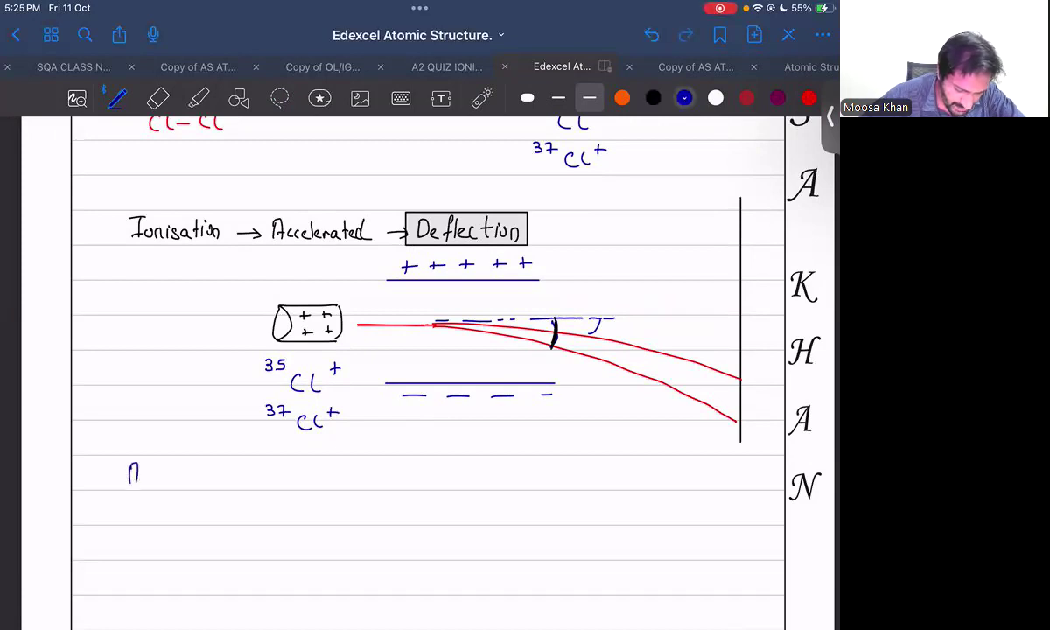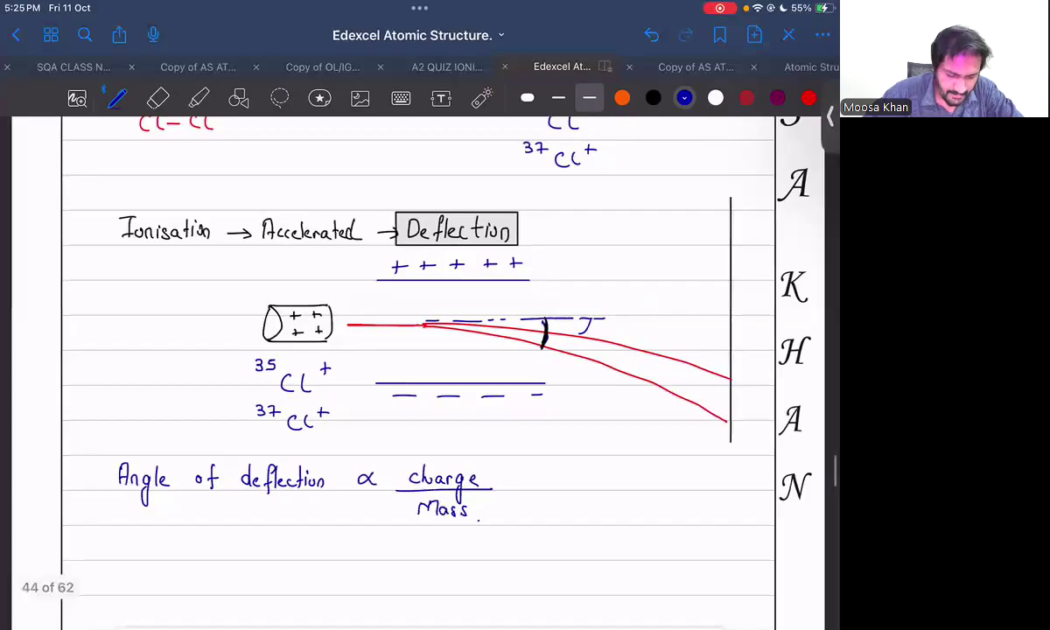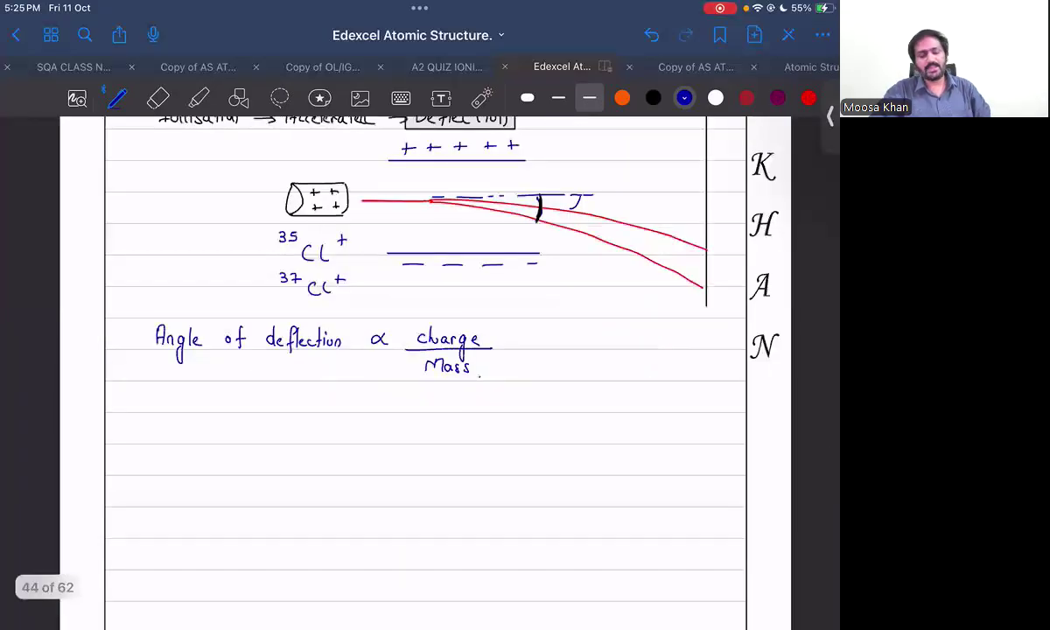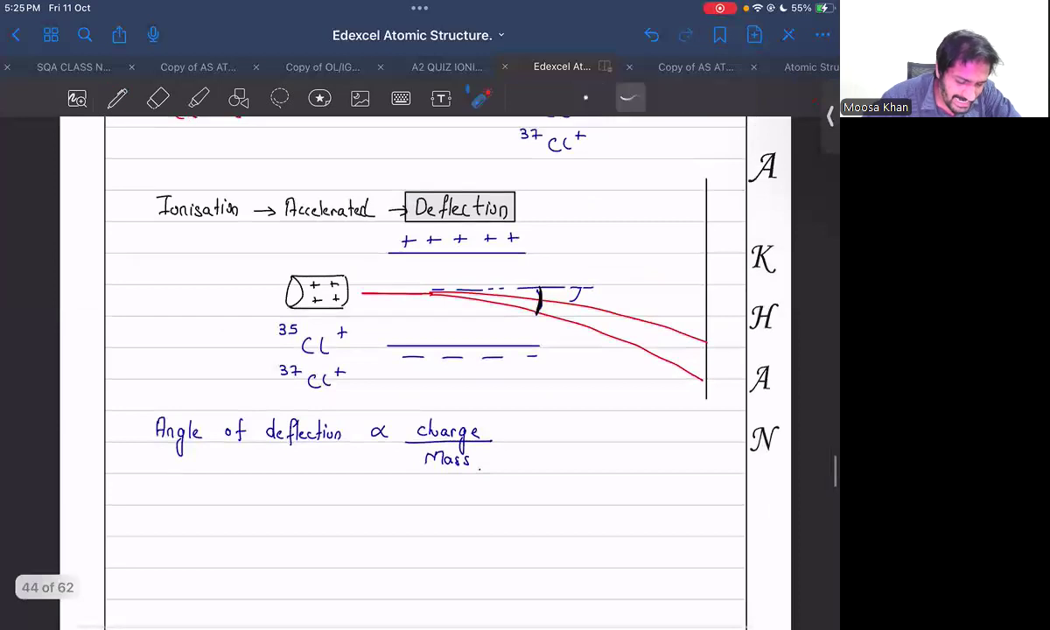Because their angle of deflection depends upon two factors. Angle of deflection is directly proportional to the charge of the particles, but inversely proportional to the mass of the particles. If two particles have a greater charge, they will experience a greater electric force while passing through the electric field. But if their mass is heavy, they won't be deflected at larger angles. If something is heavy, it is difficult to deflect it at larger angles.